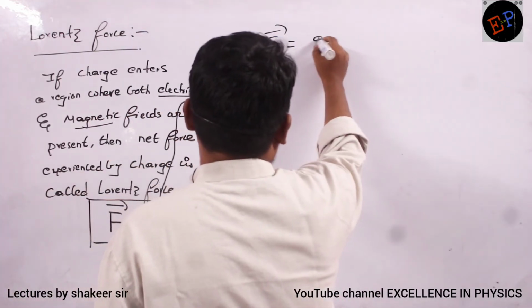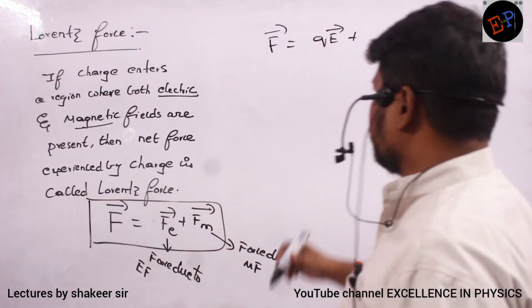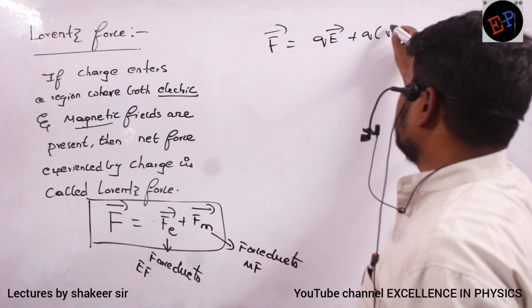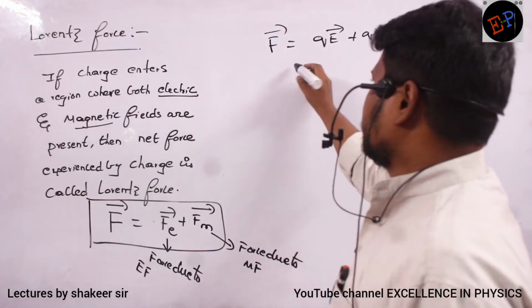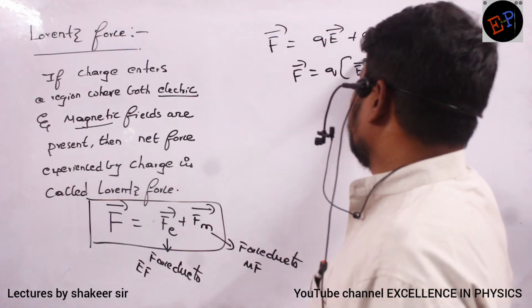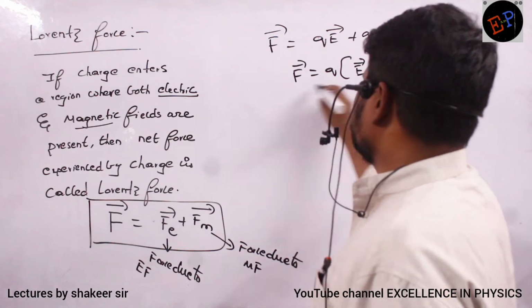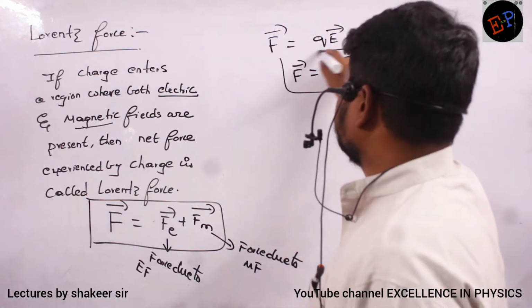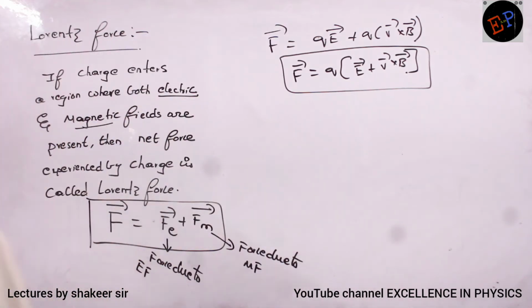Electric force equation is Q into E'. Force due to magnetic field is Q into V' cross B'. These equations we know already. So therefore F' is equal to Q into (E' plus V' cross B'). This is how you can write it in vector form. This force is called Lorentz force. Okay? Write down.